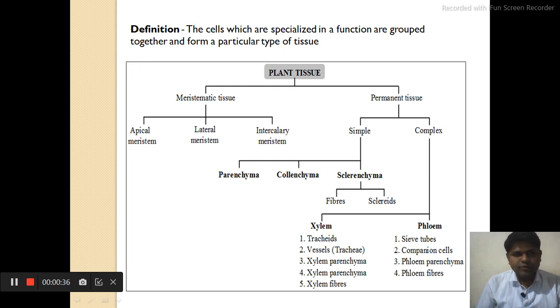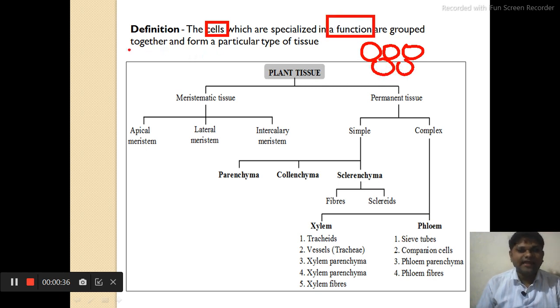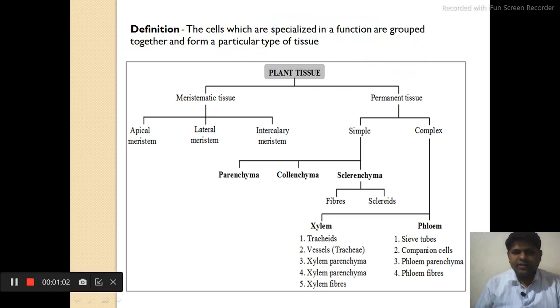So what is tissue? In the previous class we studied about cells. If cells are grouped together in such a way that they perform a special task or special function, they are called tissue. Means specialized types of cells are called tissue. In this video we will study plant tissue only.